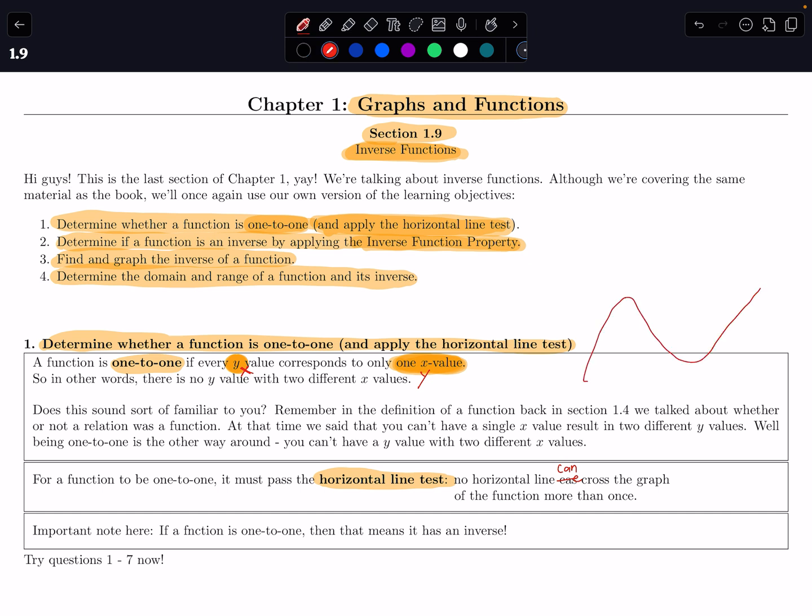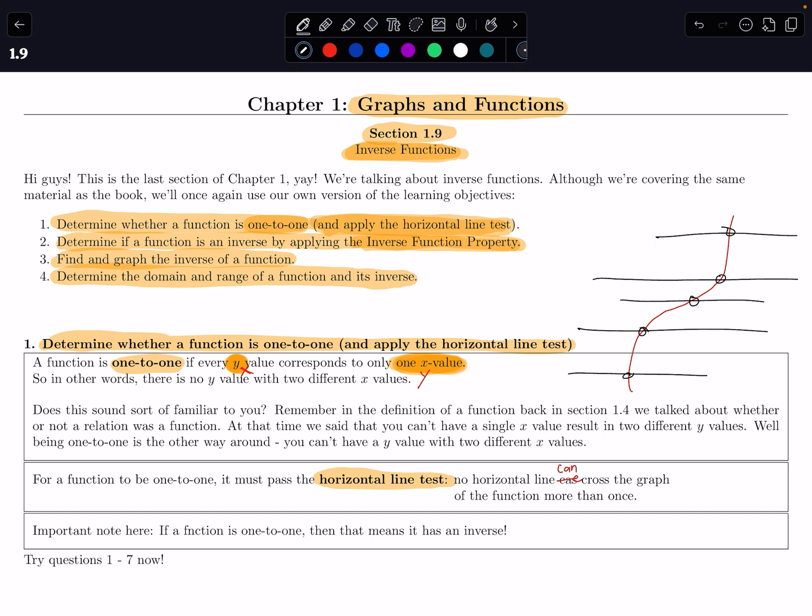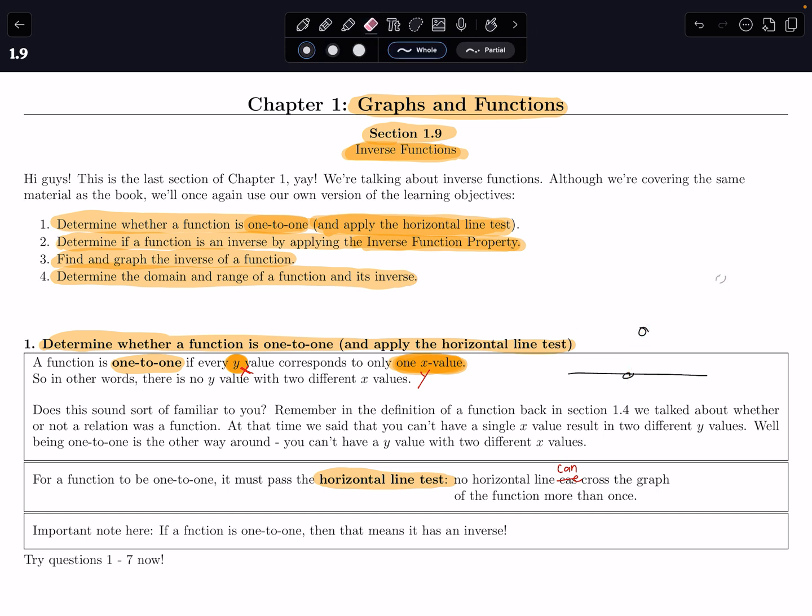If I have some function, and I draw a horizontal line and that horizontal line crosses more than once, then it's not one-to-one. But on the other hand, if I have some function and any horizontal line only crosses once, no matter where I draw that horizontal line, then you do have a one-to-one function. Okay, so that's the definition of one-to-one and the horizontal line test. Now, it's important to note, if a function is one-to-one, then that means it has an inverse. And that's important because this whole section is really about inverses.